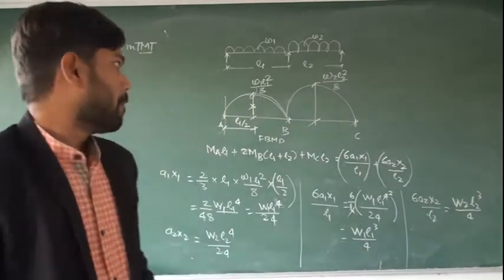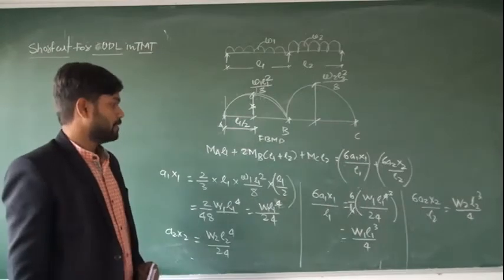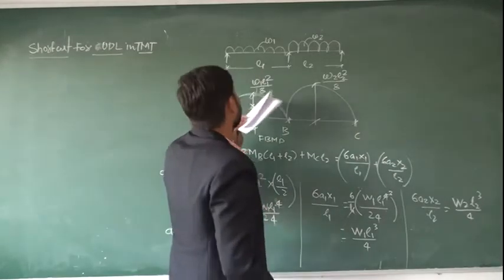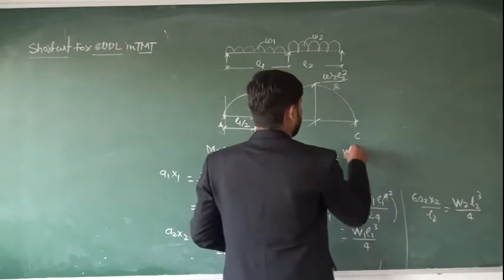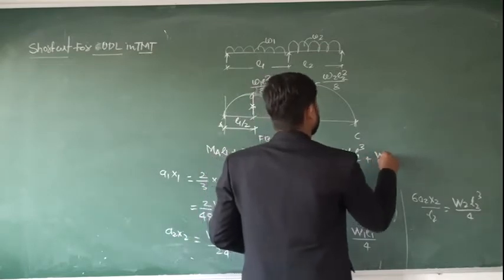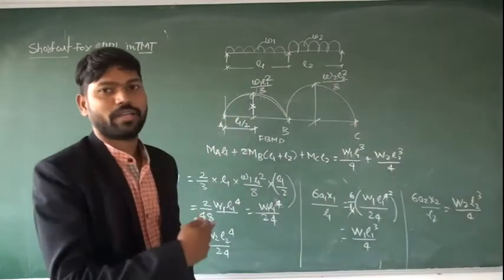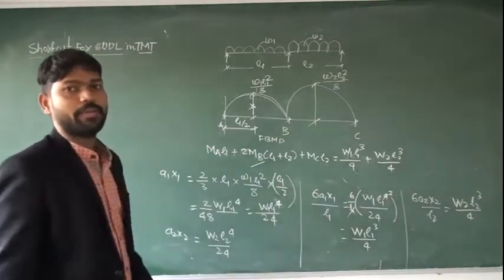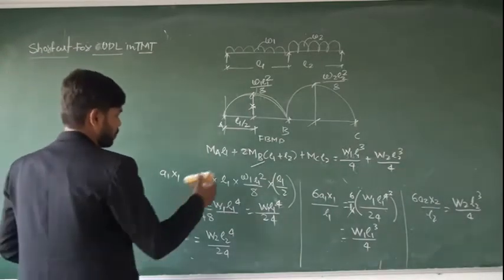When a UDL like this is given on both spans, you can use this formula. Instead of calculating A1x1 and the W L square divided by 8 separately, you can directly put this value as W1 L1 cube divided by 4 plus W2 L2 cube divided by 4. So in just one equation you can calculate the value of MB in a very short time. Now we will practice one example from this.